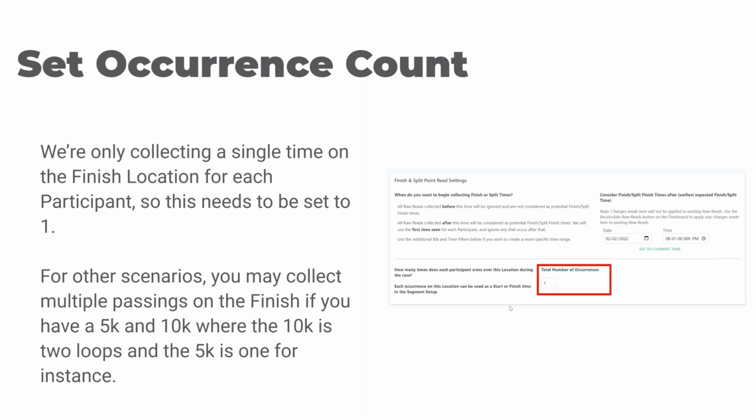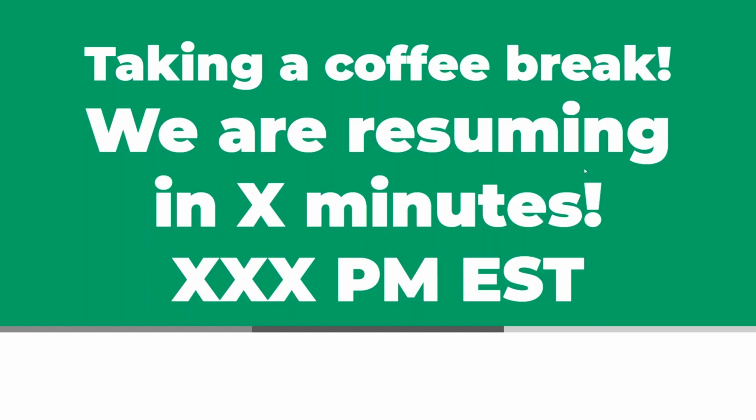Today, it's a very straightforward, simple 5K. They just go out and they finish here. If you had a common start-finish location and you had people starting and finishing and you're needing to collect and report their start times, then you would say, hey, this is 2 occurrences because I'm collecting a start and a finish for them. Today, again, we just need to set this to 1.